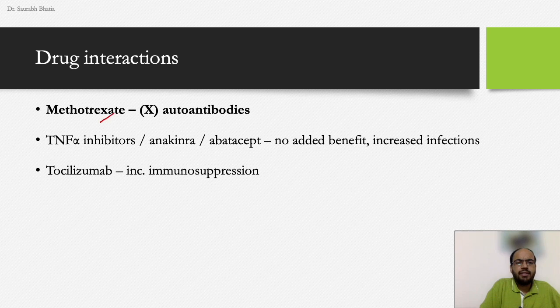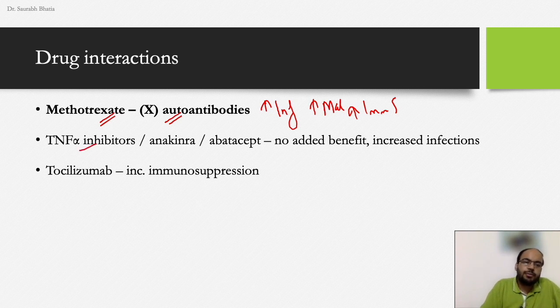Now remember that giving it with methotrexate inhibits autoantibody formation, but it also increases the infection risk. It increases the malignancy risk. Okay, it also increases immunosuppression.